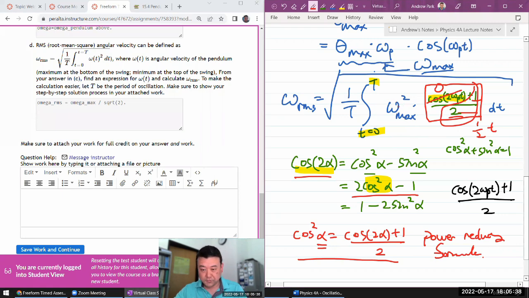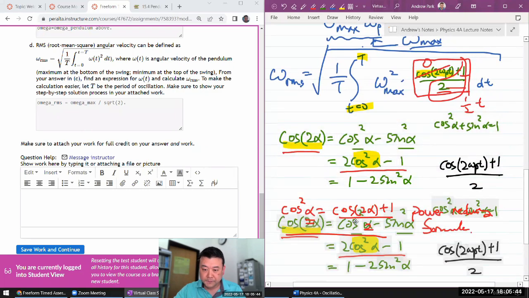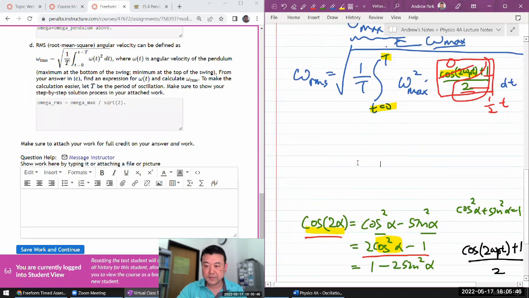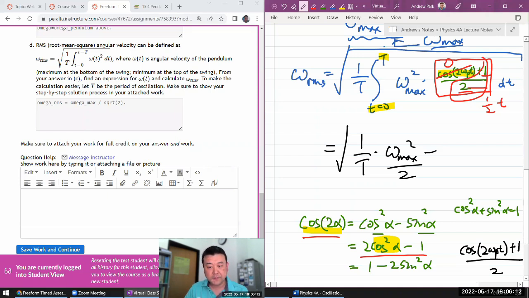So when I do all that, let me move this down so that there's room for me to write here. This integral is actually pretty simple. I have under the square root 1 over capital T times all of this. All of these are just constants, so it'll be omega max squared over 2 times T. I'm plugging in capital T and evaluating at the limits capital T and 0. I'll just have capital T, which will cancel out with the one that was there for the purpose of averaging.